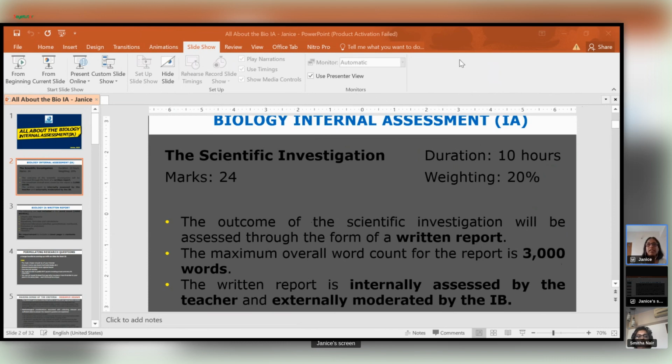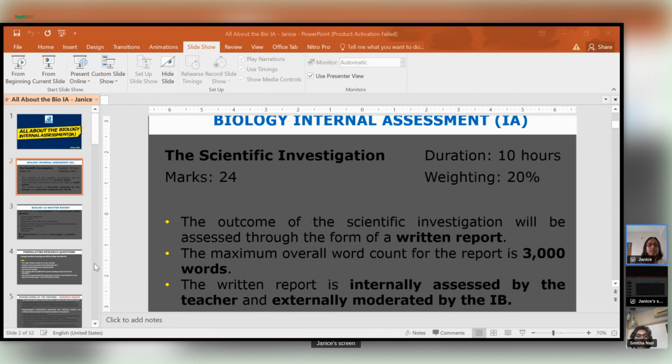Next, let us start slowly getting into the IA. Most of the students find it difficult to formulate the research question. That is what I wanted to ask you. Yes, so they don't know how to write a research question or what needs to be done.